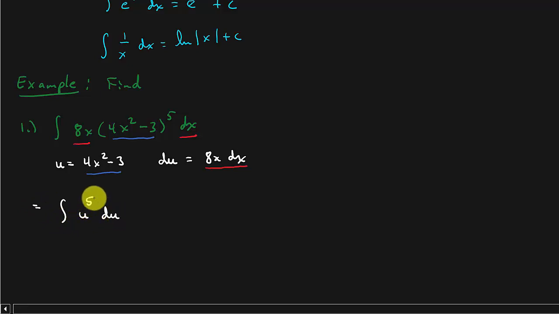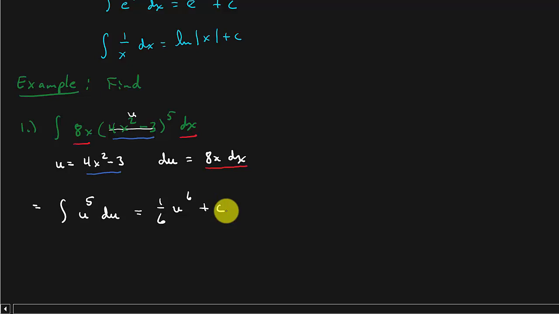Well, u to the 5th, I'm sorry. See, I plugged u in for 4x squared minus 3, so that gives me u to the 5th. See, all of this got replaced with u. And then the 8x dx, all of that got replaced with du. And so now we can integrate. That's u to the 6th, and then remember, add 1 to the exponent, and then multiply by the reciprocal of your new exponent, plus c.